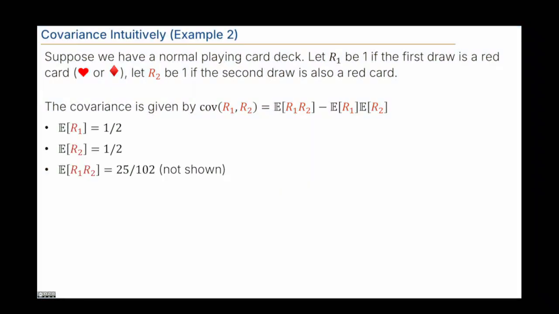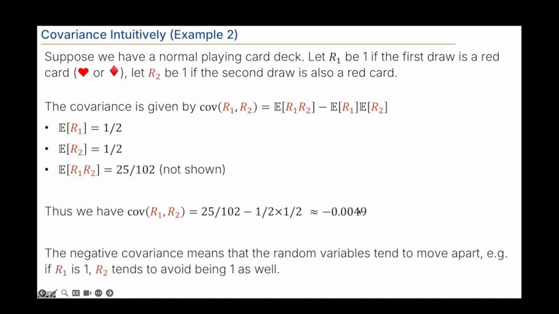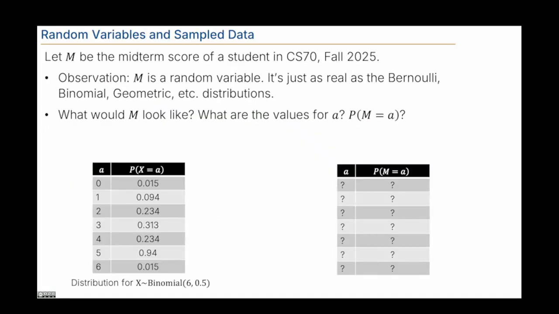So you can indeed do that math, and I can show you, and you can calculate this later after class if you want. The expectation of the product of R1 and R2 is 0.25, and therefore the covariance is just going to be that number minus a quarter, which gives me negative 0.0049. And again, this means that if R1 is 1, well then R2 will tend to avoid being 1 as well. It's one way to think about it.